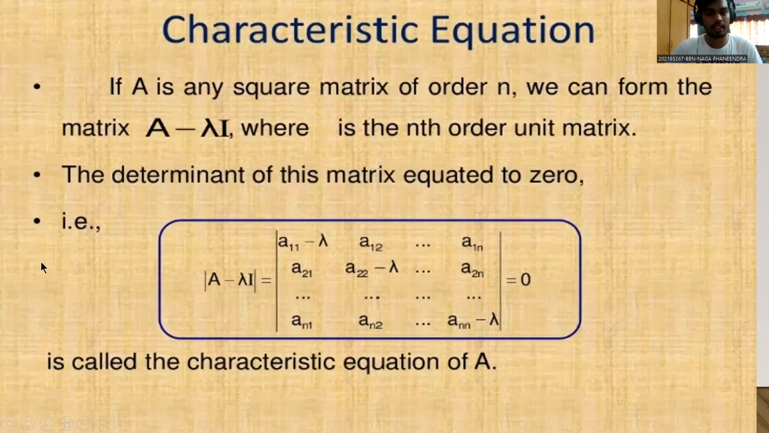Now coming to the characteristic equation, if A is any square matrix of order n, you can form a matrix A minus lambda I, where I is the nth order unit matrix. The determinant of this matrix is equal to 0. That is, the determinant of A minus lambda I equals 0 is called the characteristic equation of A.